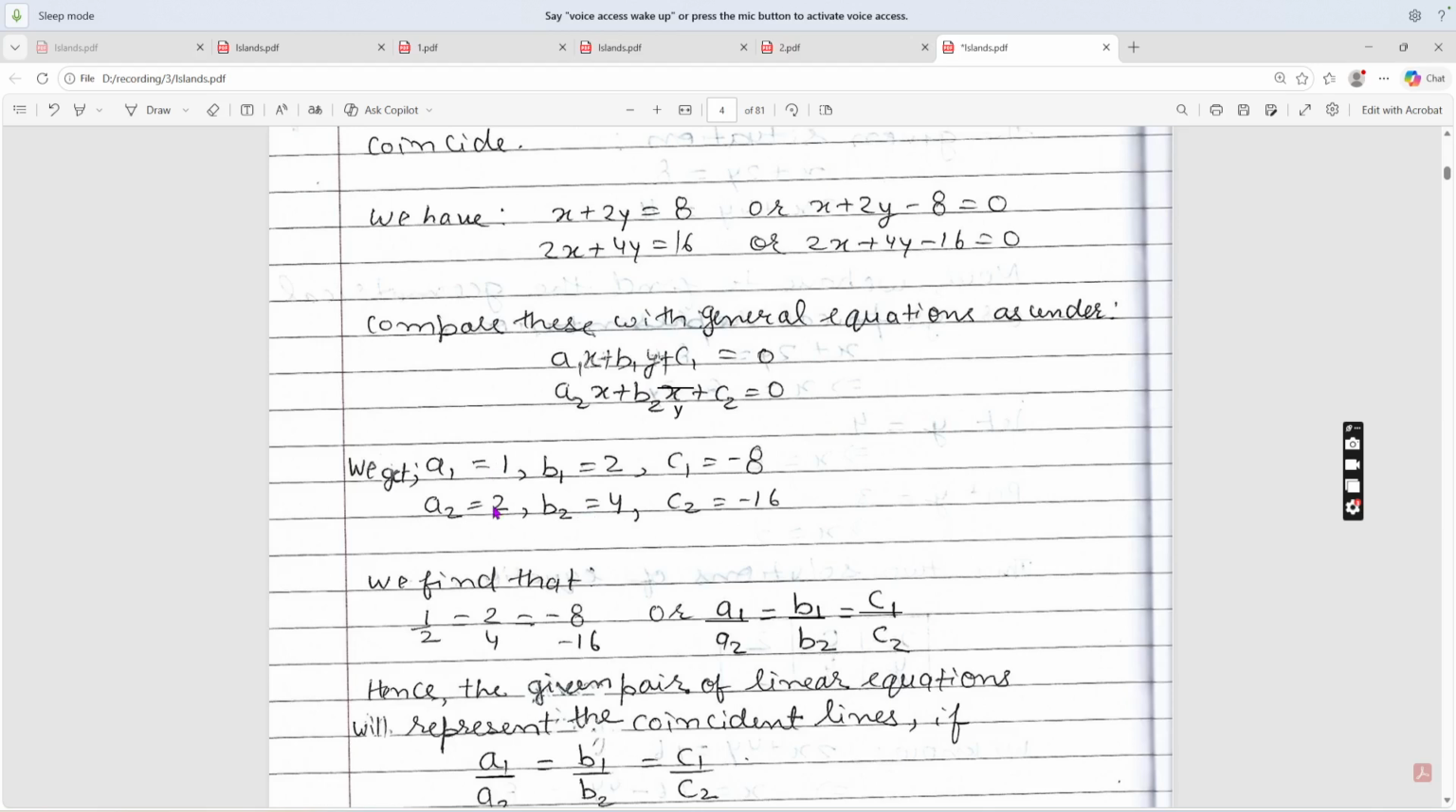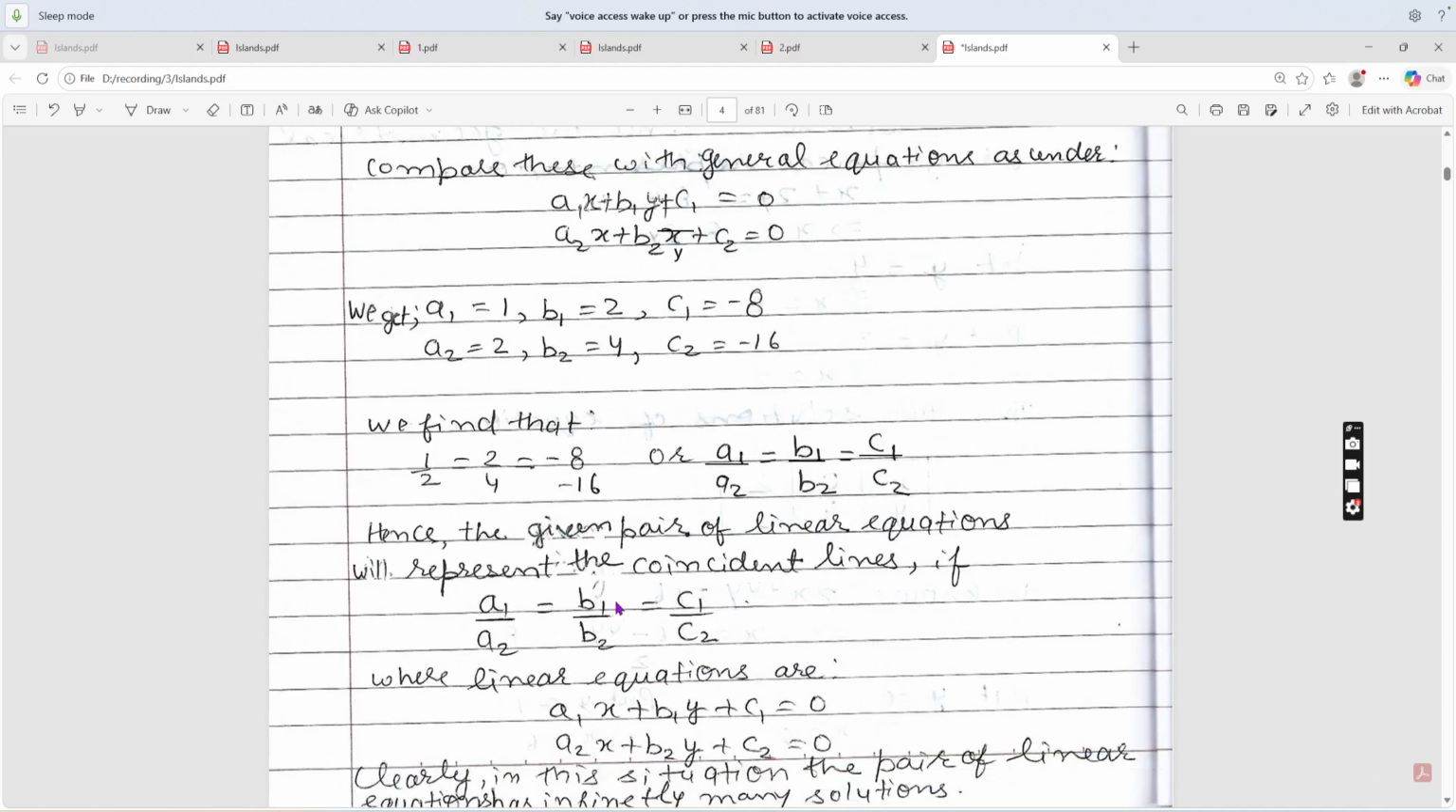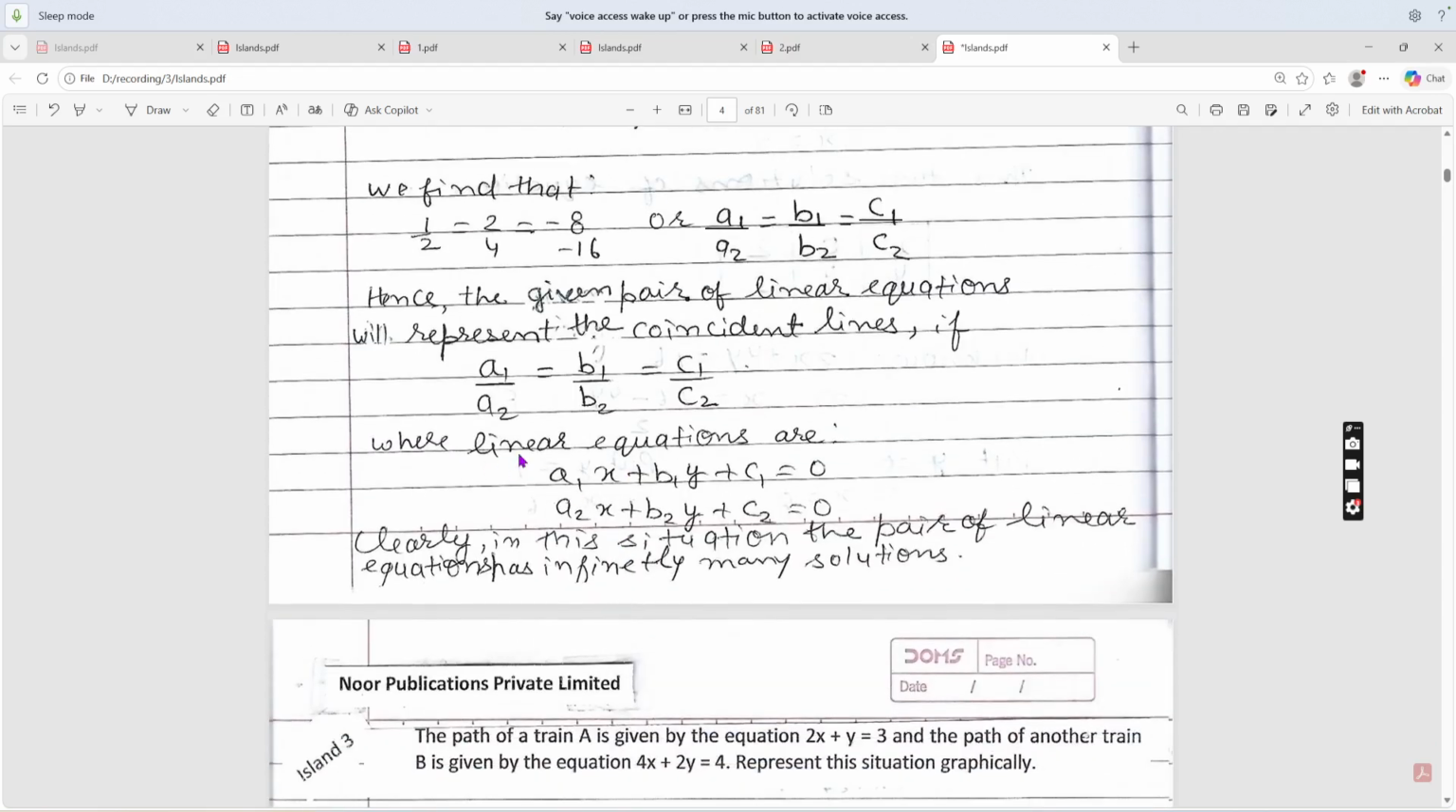Now we find that 1/2 is equal to 2/4 is equal to -8/-16. So a1/a2 is equal to b1/b2 is equal to c1/c2. Hence the given pair of linear equations will represent coincident lines, as a1/a2 is equal to b1/b2 is equal to c1/c2 for these linear equations. Clearly, in this situation, the pair of linear equations has infinitely many solutions.